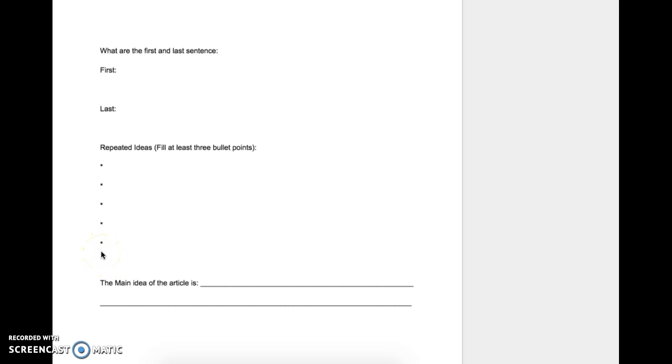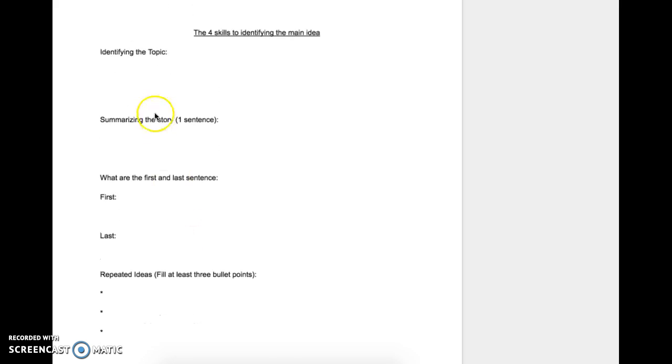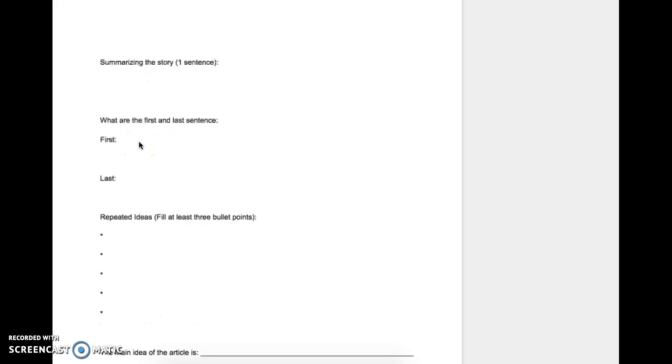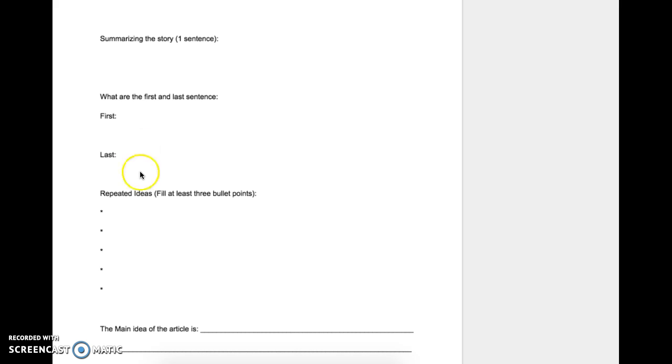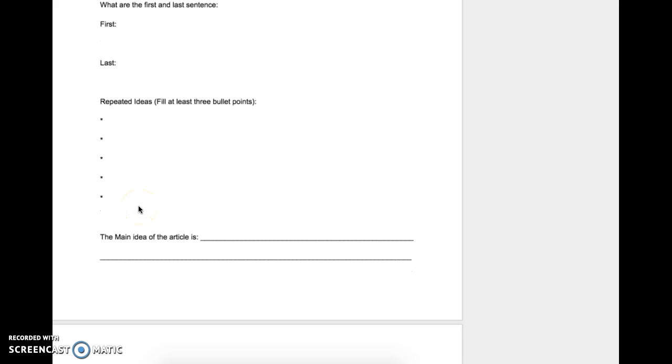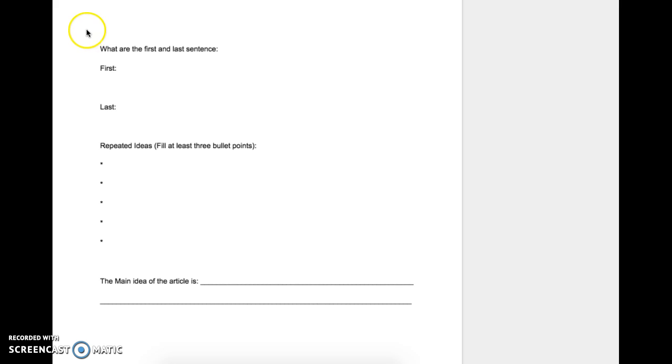And then the last thing you have to do is identify the main idea of the article, and that goes here. Use what you have written right here in identifying the topic, summarizing the story, first and last sentence, and the repeated ideas to help you decide what the main idea of the article is.